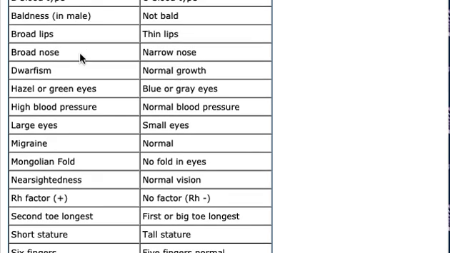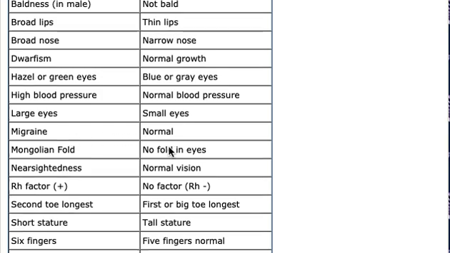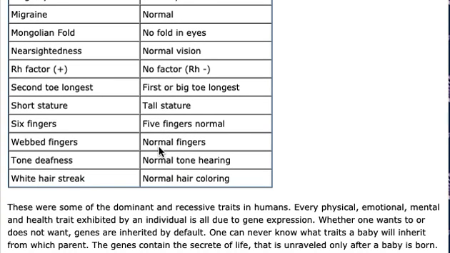Broad lips is dominant, broad nose as opposed to narrow nose, dwarfism as opposed to normal growth. These are all dominant traits. Hazel or green eyes is a dominant trait. High blood pressure is a dominant trait. Large eyes is a dominant trait as opposed to small. Migraines as opposed to normal.